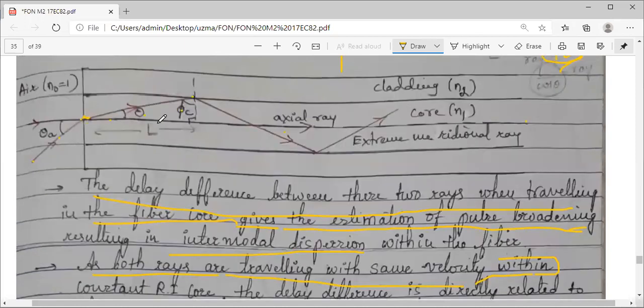This axial ray, its distance covered is different, and if you see this second ray, its distance coverage is different.